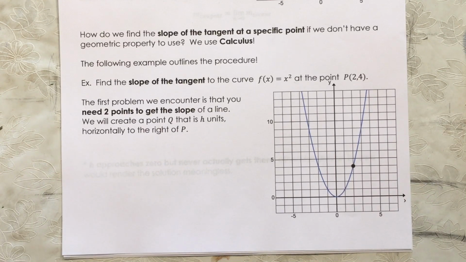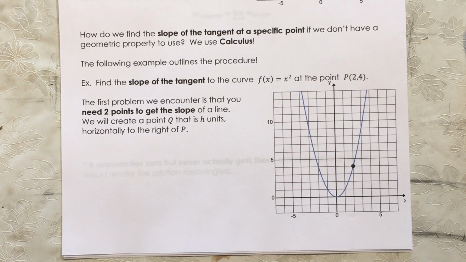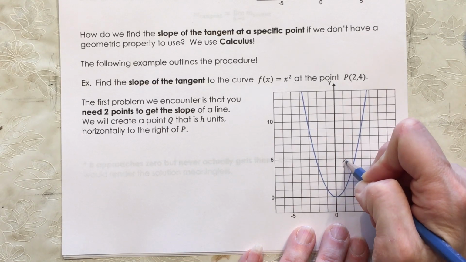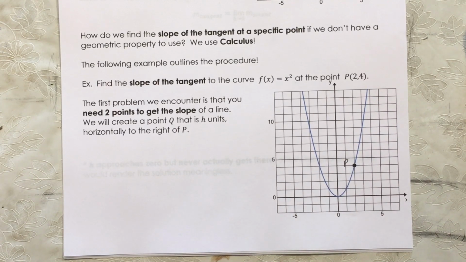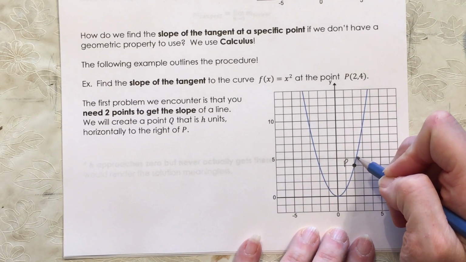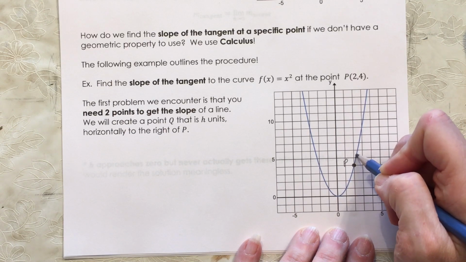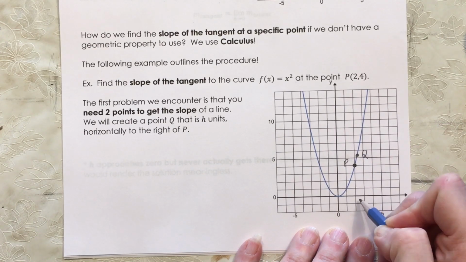So our first problem asks us to find the slope of the tangent to the curve f of x equals x squared, which we recognize just as our basic parabola, at the point P(2, 4). So here's P right here. And you can see it's over 2 and up 4, so that's P(2, 4). So the first problem we encounter is that you need 2 points to get the slope of a line, and right now we only have one, P(2, 4). So what we do is we create a point Q that's just a little bit, not right on it because we don't want to pretend we know it, just a little bit to the right.